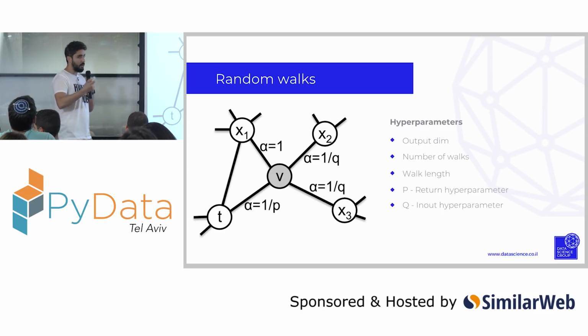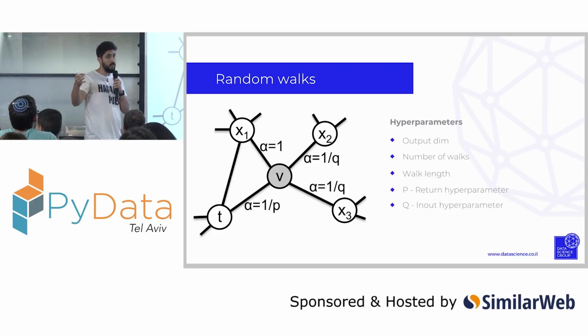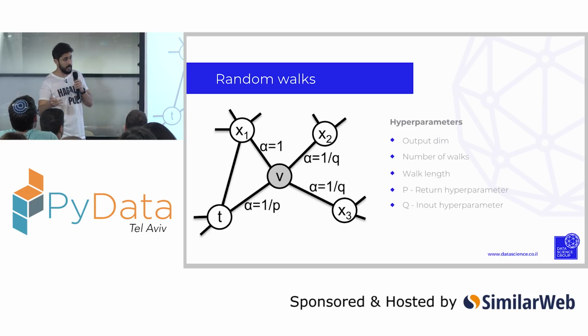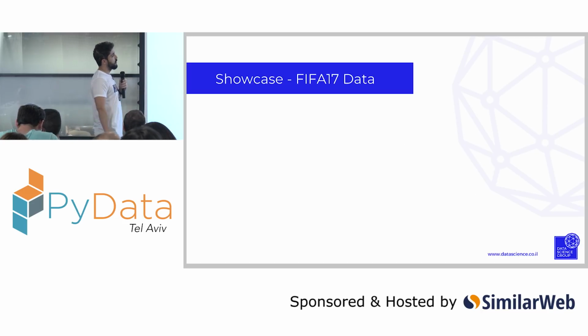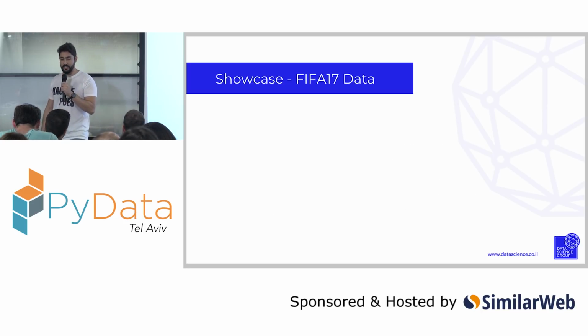So now we know how to create the sentences. We basically know all the process that Node2vec does, and let's see a use case of how we control the graph and its structure to eventually decide what information we want to embed. So the showcase is going to be on the FIFA 17 data.